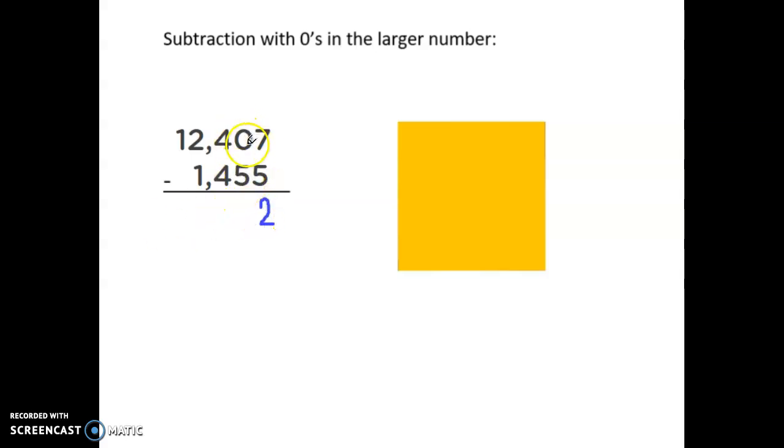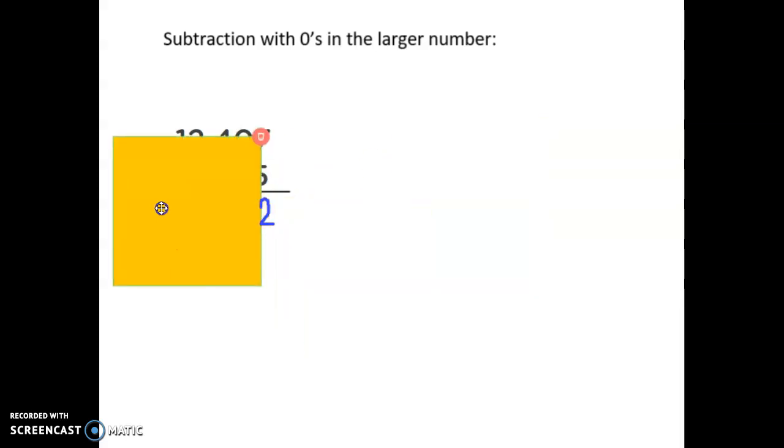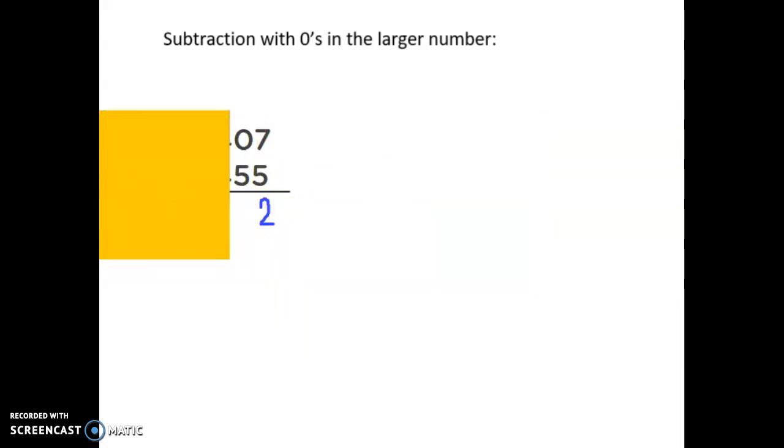Now I'm moving over to my tens place. Again, use that sticky note if it helps you focus. I notice that it shows that I have 0 tens. I can't take 5 if I have nothing. I can't take 5 tens from 0 tens. So again, I'm going to regroup. I'm going to borrow from my next largest place. That next largest place is the hundreds place. So here I have a 4 in the hundreds place.